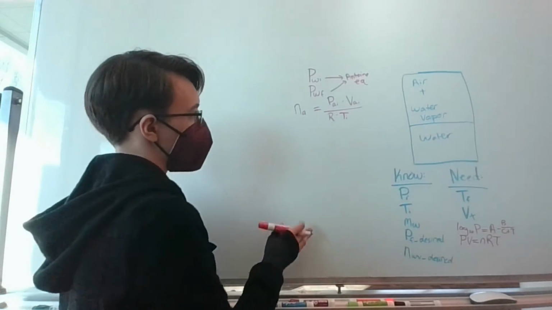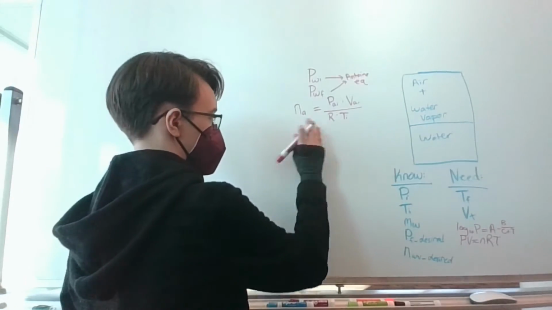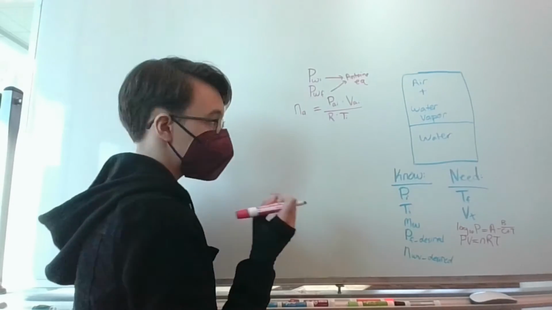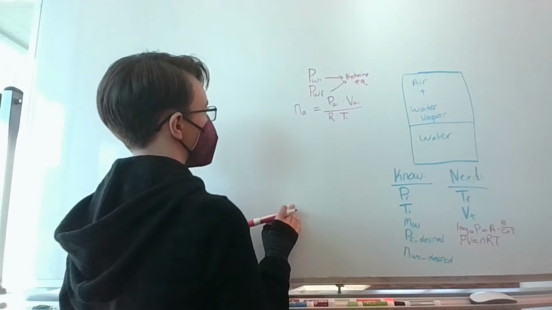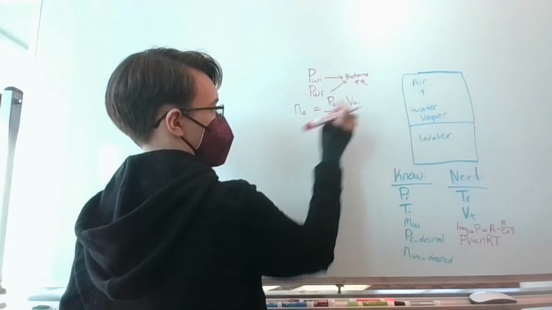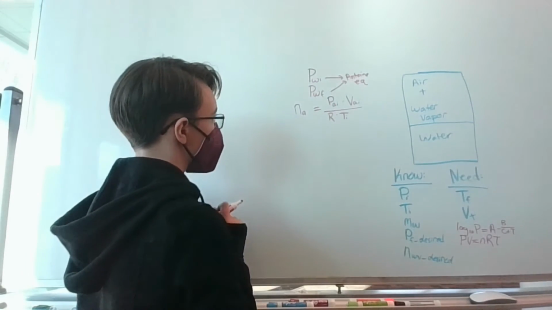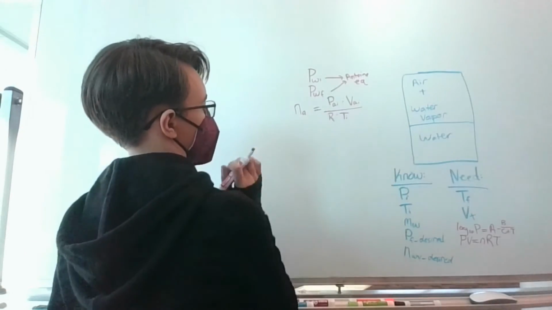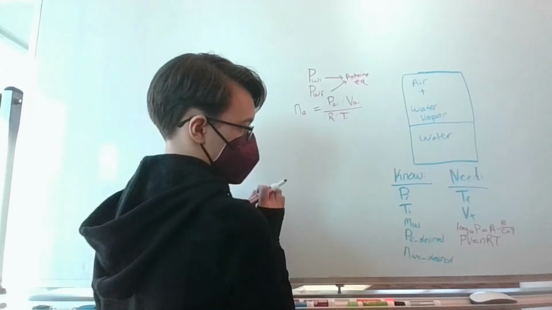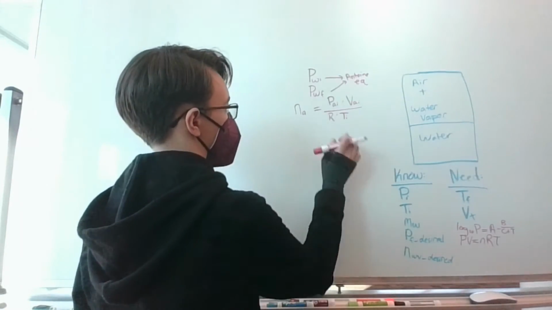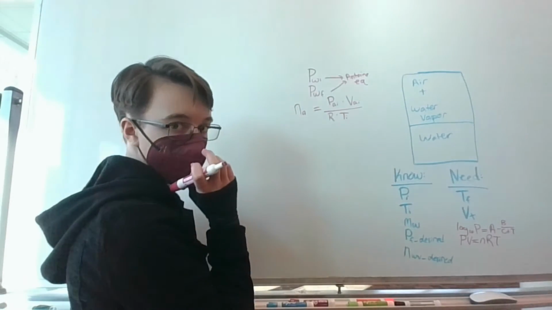Alright, so looking at this, we can find the gas constant. That's easy, that's a constant. Temperature initial we're given, so that's all good. We don't know about the pressure or the volume yet. So let's look at the pressure first. One thing we are given is the total initial pressure. So then we need to find the partial pressure of the air initially.